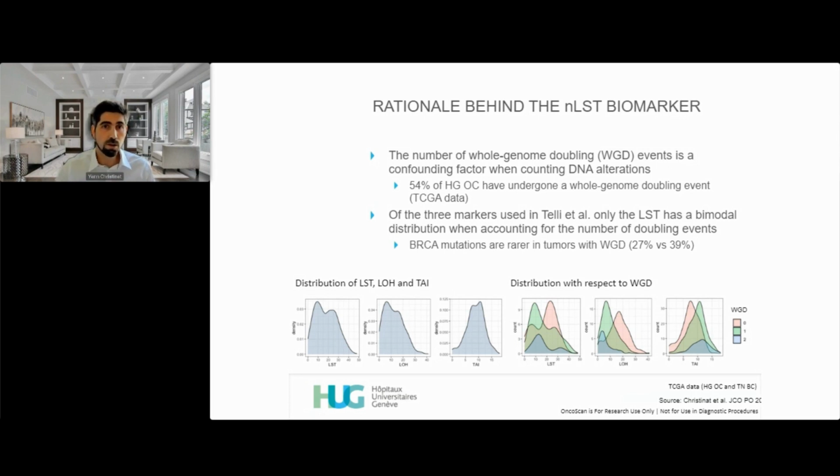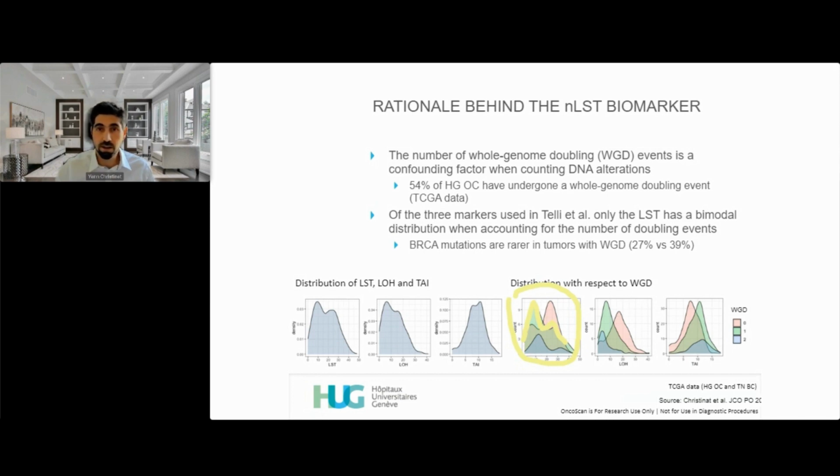So what we did is look at the three markers from the GIS score, TELIANAL, in the light of the number of whole genome doubling events. And what we could see is that only the LST retains a bimodal distribution. We want to have a bimodal distribution because a biomarker should identify the two populations. They should show this camelback shape for the distribution, which we see here. But we don't see this camelback shape in the other markers. So the other markers mostly represent the fact that there is a whole genome doubling or not.